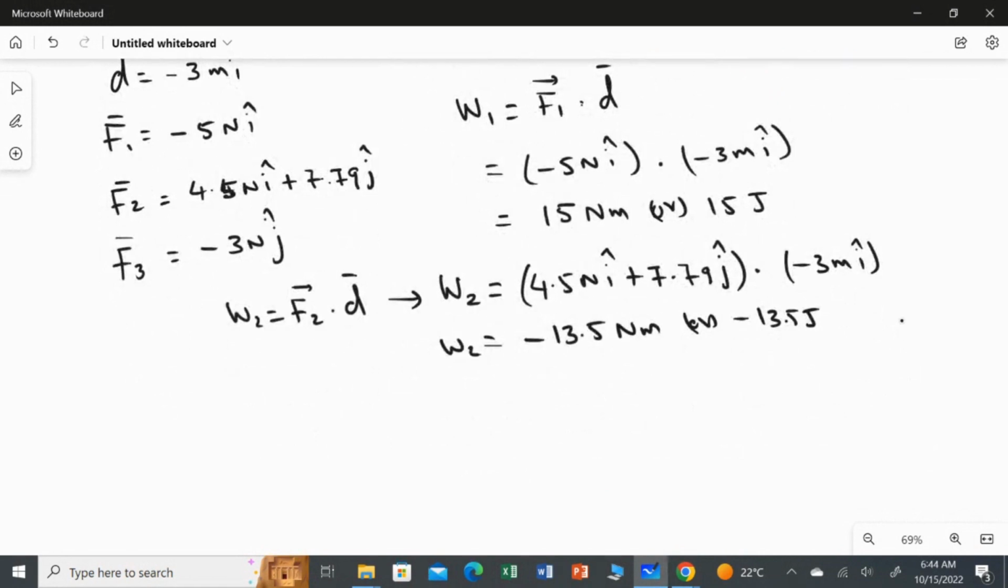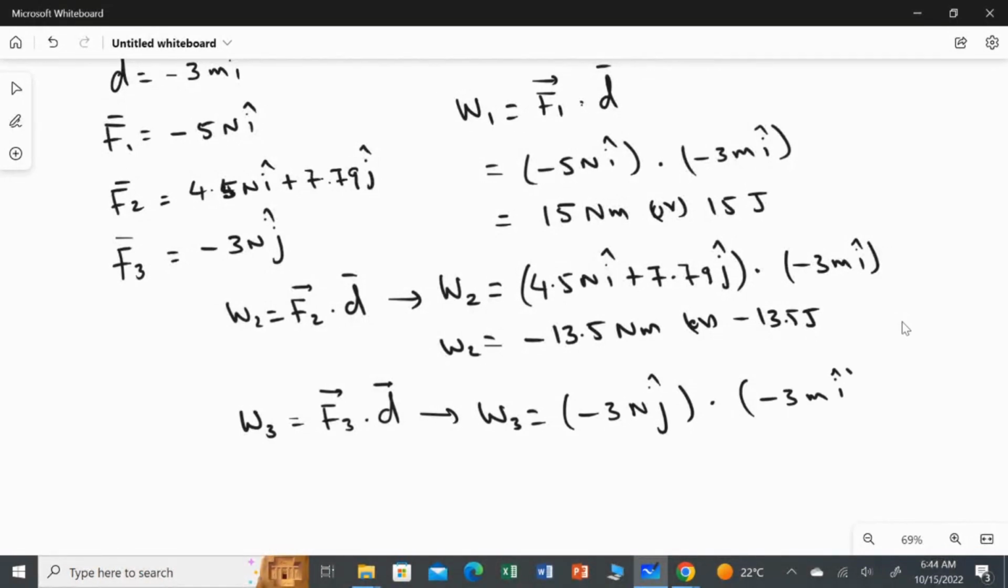Now I have to find the value of the work done based on W3, which is equal to F3 vector dot D vector. So W3 is equal to, my F3 is minus 3 Newton J cap, dot product with the displacement vector minus 3 meter I cap. If you multiply, no use, because here J cap, here we have I cap. Even if you multiply, J cap dot I cap gives you 0. So the answer for the third work done is 0.